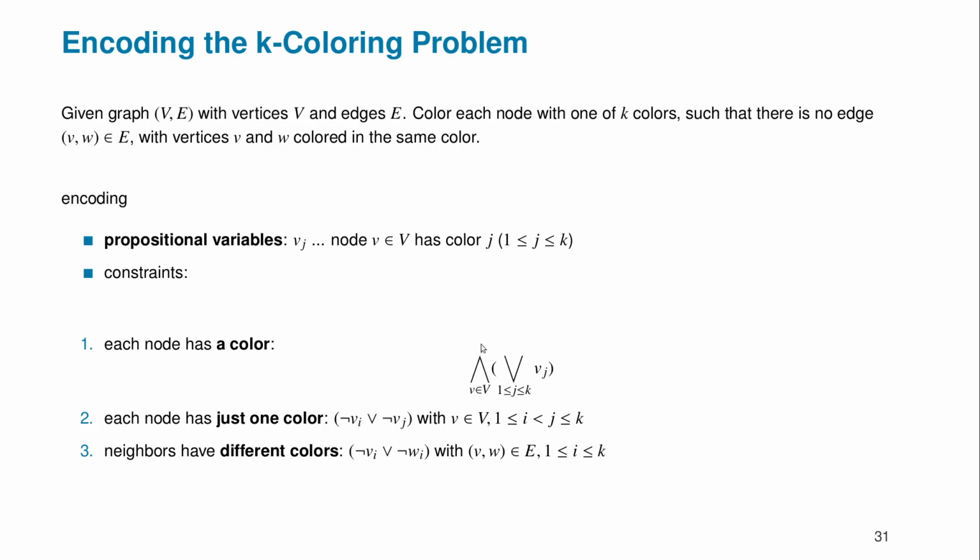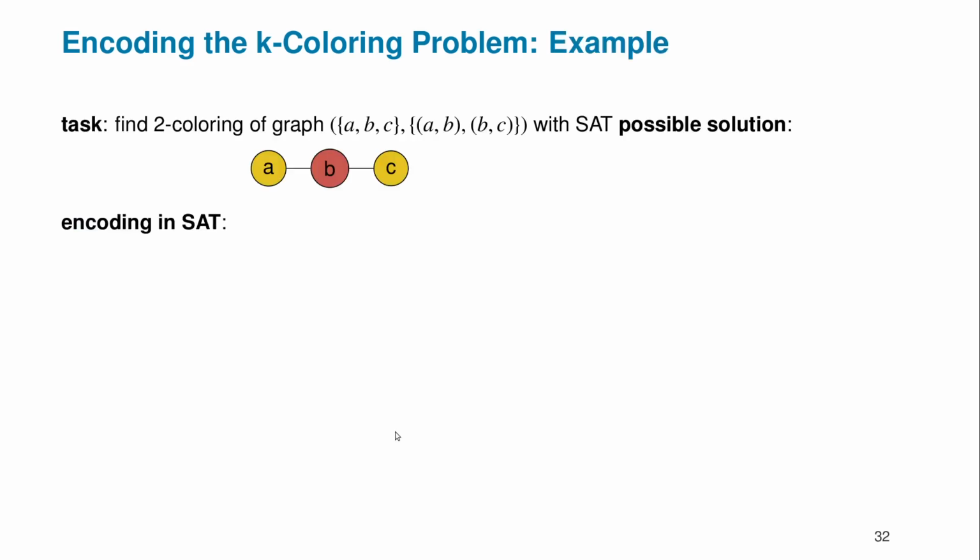So we do a big conjunction over all nodes. So we say for each node, and then we do a big disjunction over all colors. And this disjunction says each node has at least one color. Because the disjunction is true if at least one of the variables is true. Let's go here to the small example.